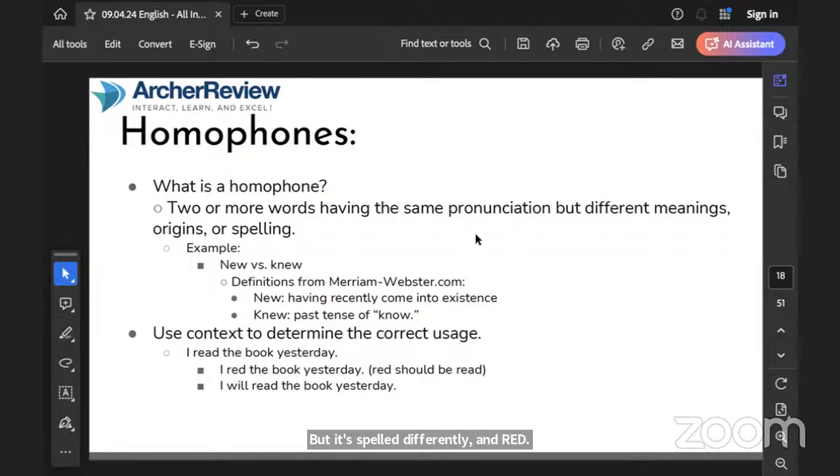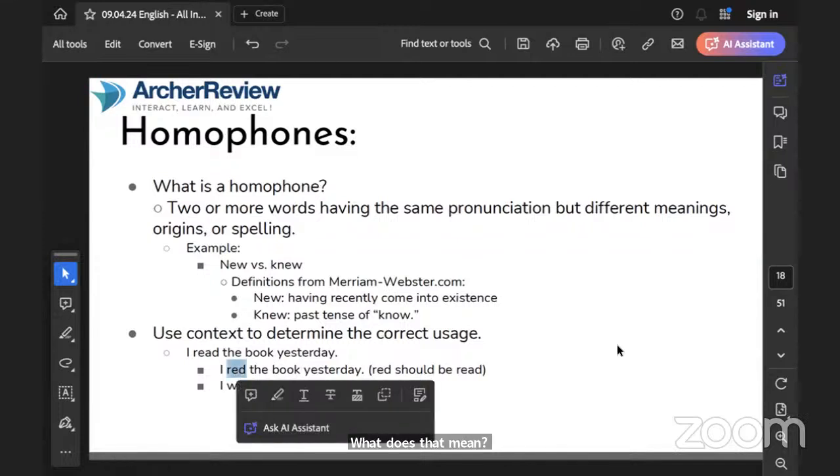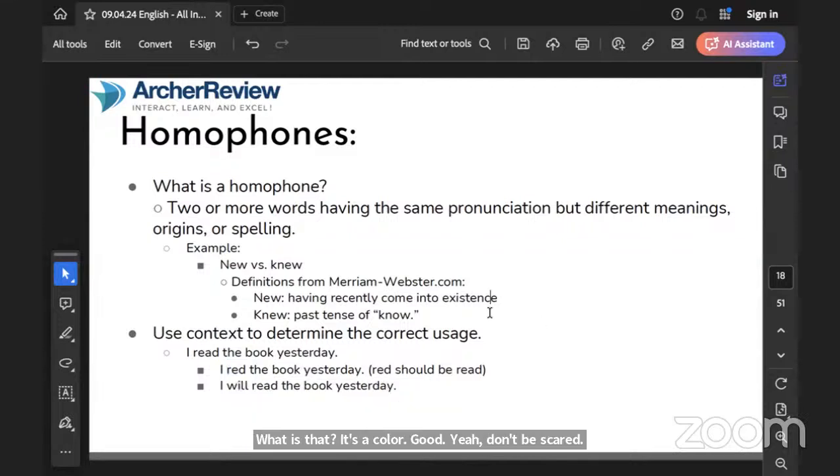Does anybody know? What's R-E-D? What does that mean? Right here. What's that word mean? Come on. Y'all know this. What is that? It's the color. Good. Yeah, don't be scared. It's the color. So I'm talking about the color, and that's not the context in which I'm trying to talk about. So that would be incorrect.